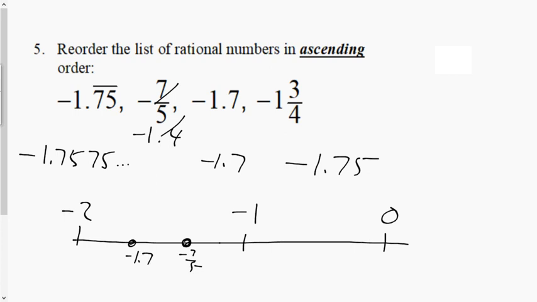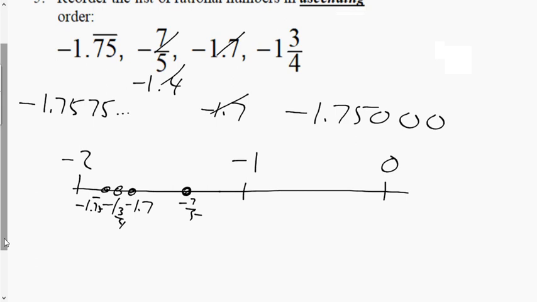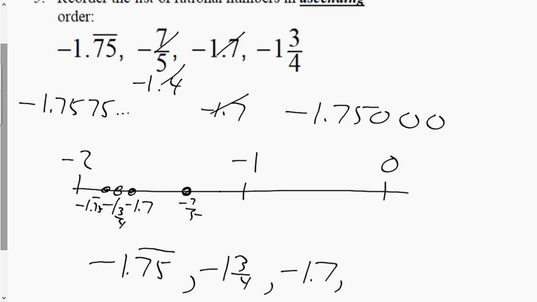-1.7. Then the next closest to 0, this is tricky because now we have terminating and non-terminating decimals. So this would be the next closest, which is -1 3/4. And our farthest from 0 would be right here, which is -1.75 repeating. Therefore, in ascending order, from smallest to largest, our answer would be -1.75 repeating, -1 3/4, -1.7 terminating decimal, and -7/5 as our largest number.